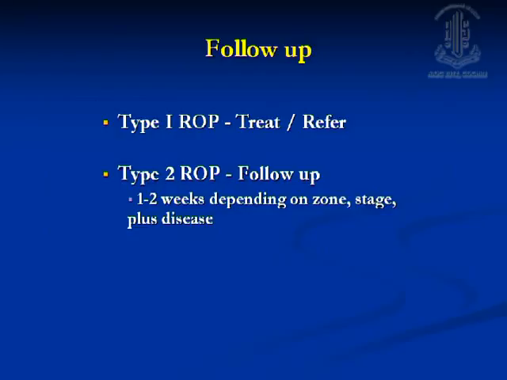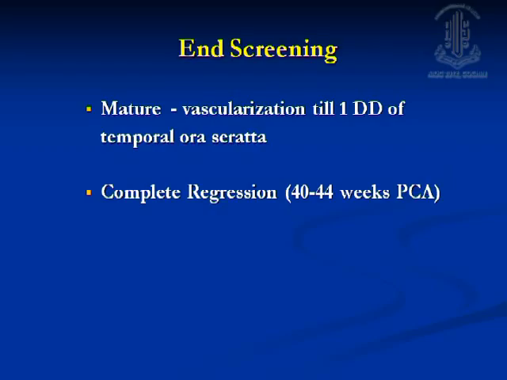If you're dealing with a type 1 ROP, then you have to treat and refer these cases, which we'll discuss in subsequent lectures. Type 2 ROP you have to follow up. You can stop the screening when the retina is mature, which is defined as vascularization till 1 disc diameter of the temporal ora serrata, or till complete regression, around 44 weeks.